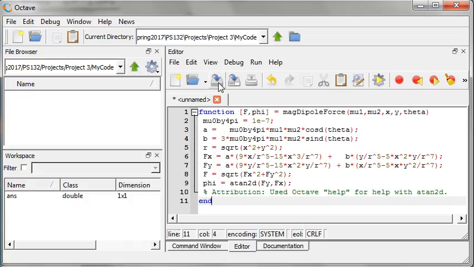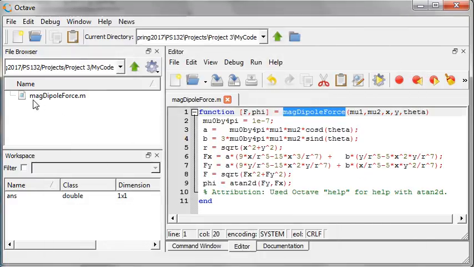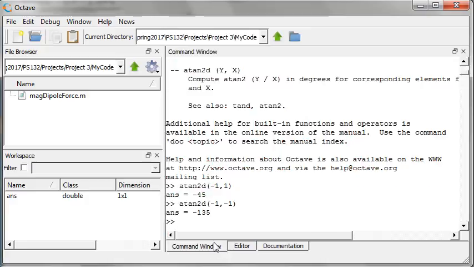So I'm going to try saving this. I'm going to copy that name, Control C, save, paste the name of the function. They've got to be the same. Save, and there it is. The root of the file name, so it's root.extension, has got to be the same as the function name. I got that. So let's try running it.